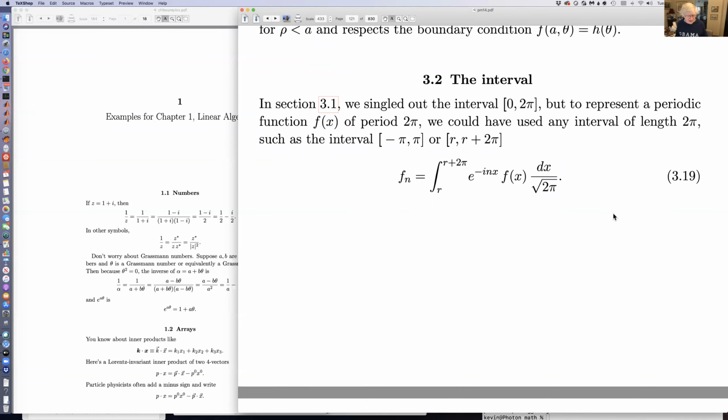The interval, well, I was talking about the interval 0 to 2 pi. You can actually pick any old interval of length 2 pi. So you can go from minus pi to pi, and in fact, that's done about as often as the integral 0 to 2 pi. Or you could pick the integral minus 2 pi to 0. Or you can just take any real number r and go from r to r plus 2 pi. And however you do it, you'll get the same Fourier coefficients if the function is periodic.